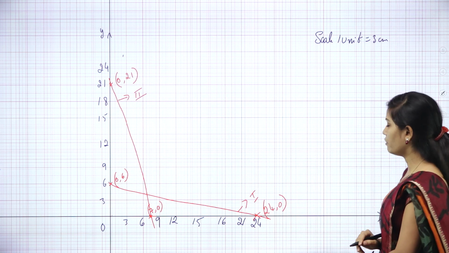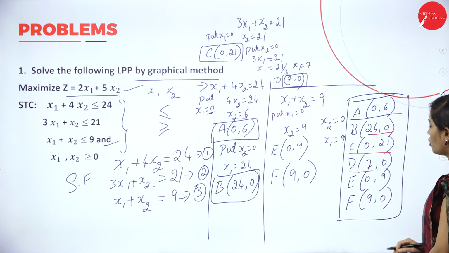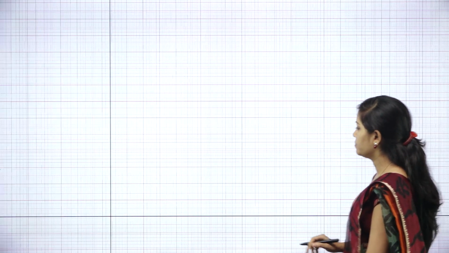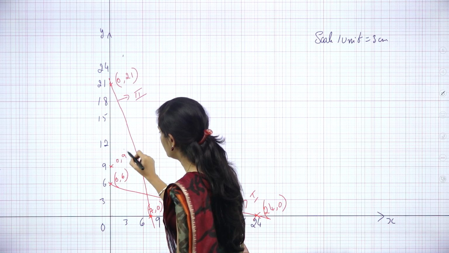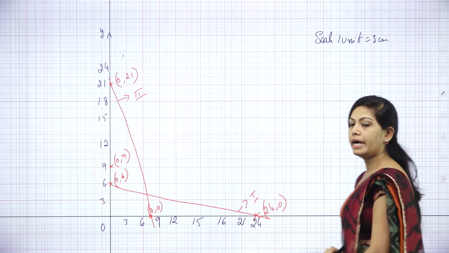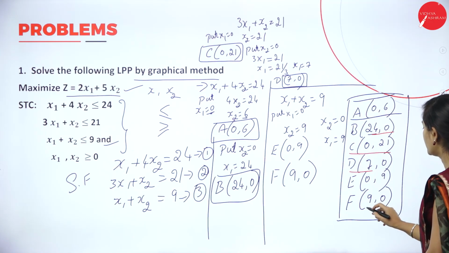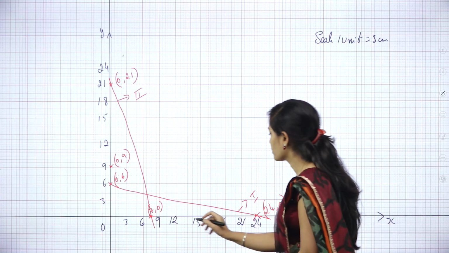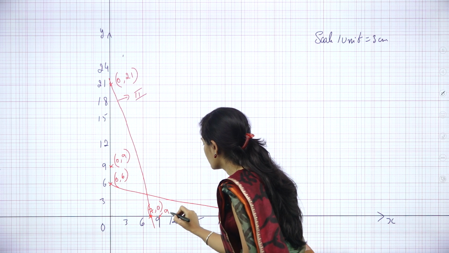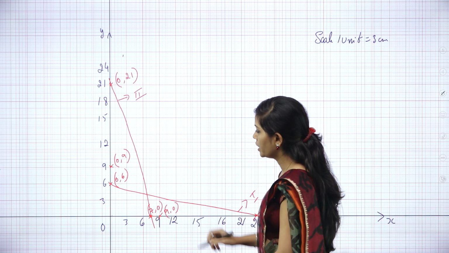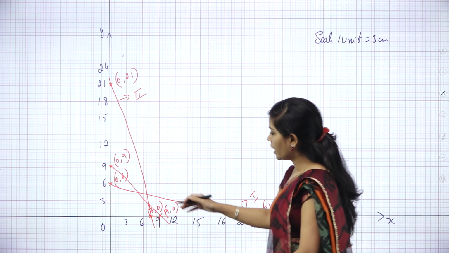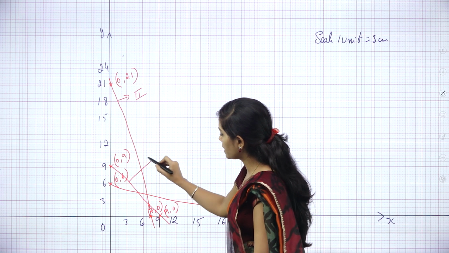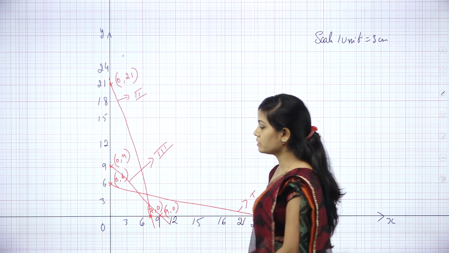And again we have 2 more points. E of 0, 9. 0 and 9. And the last one we have 9, 0. This is 9, 0. You just connect these 2 lines. So now we have connected 3 constraint lines. So this is the third constraint.